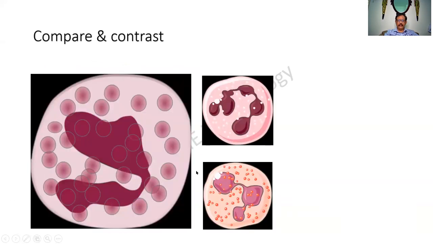This is a beautiful diagram which you people can draw, and I have shown this for comparison. An eosinophil having these granules and a neutrophil having almost colorless granules. Please compare.